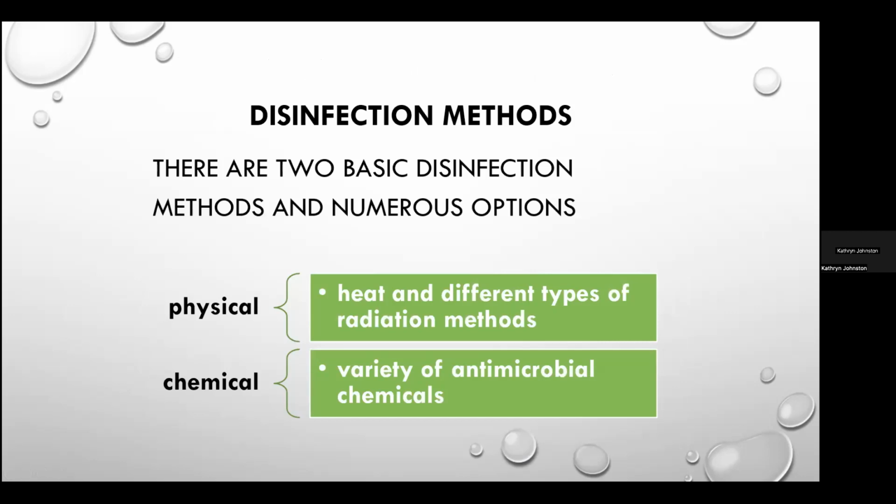So there are two basic disinfection methods, and disinfection is truly one of the oldest procedures in the hospital environment. And it was originally used to eliminate microorganisms from the environment and to sanitize hands. So the two disinfection methods include physical through heat and different types of radiation methods, and chemical through a variety of antimicrobial chemicals. And the chemical is the more commonly seen disinfection method in the healthcare setting.